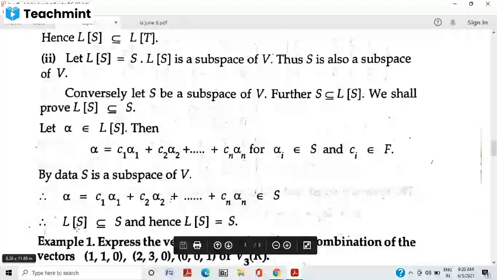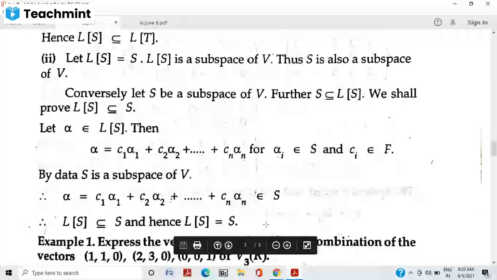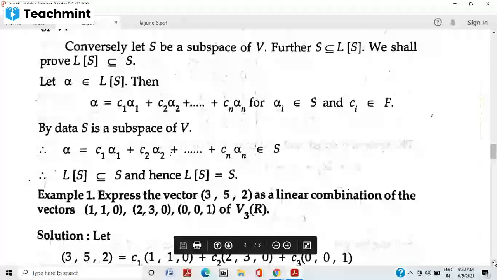Then from that condition, S is contained in L of S, and L of S is contained in S, so we can write L of S equal to S. Okay, now the next problem. Yesterday we already discussed it, but now we will do the same problem using one more method, the matrix method.